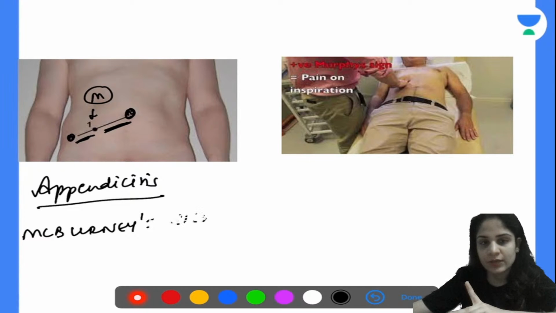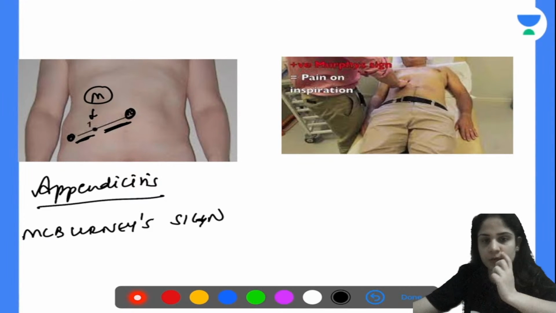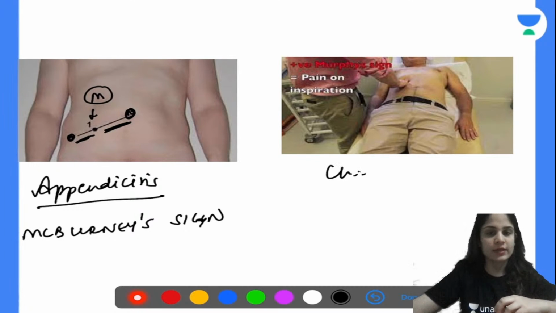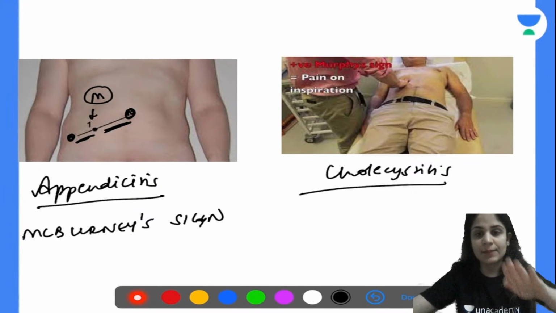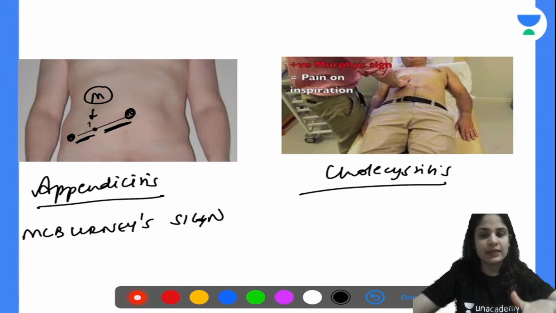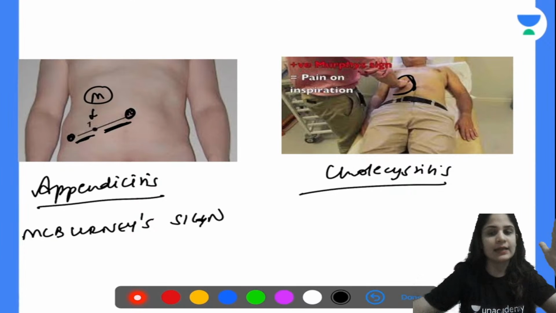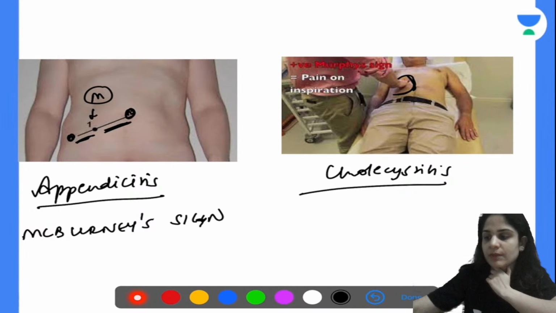Now the next sign that you get over here is in case of cholecystitis, that is gallbladder inflammation. You ask the patient to breathe deeply. He'll take a deep breath and you're putting pressure on the right hypochondriac area while he's taking a deep breath. Now when he releases that breath, suddenly the inflamed gallbladder will hit against the hand and the patient will get a lot of pain. So what is the name of that sign? Yes, very good. That is your Murphy's sign, seen in cholecystitis because of the inflamed gallbladder hitting against the hand.